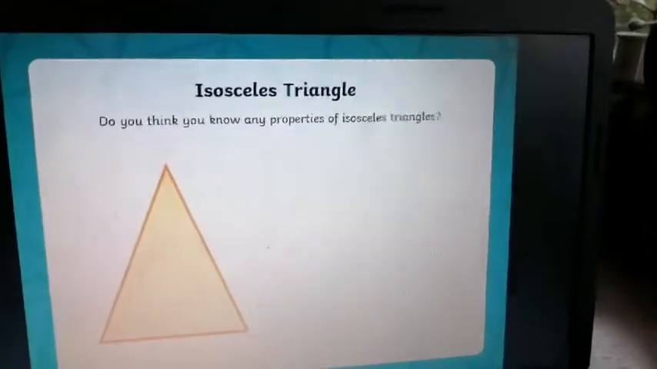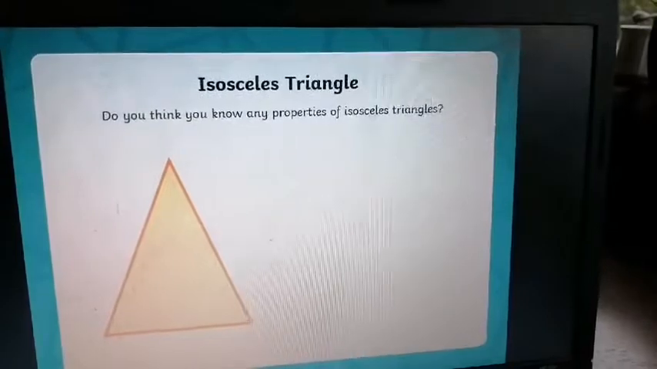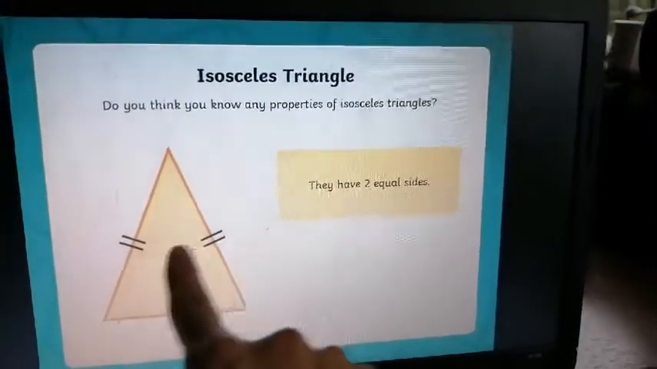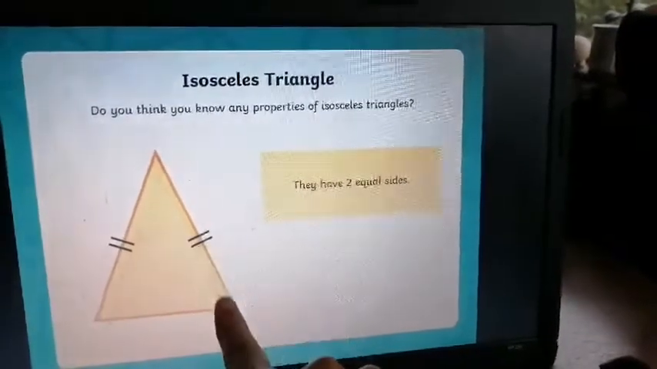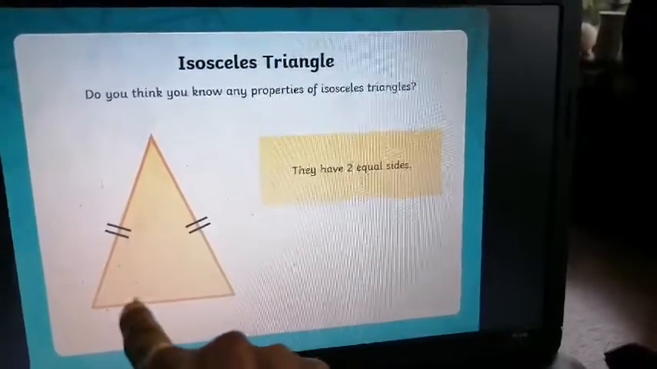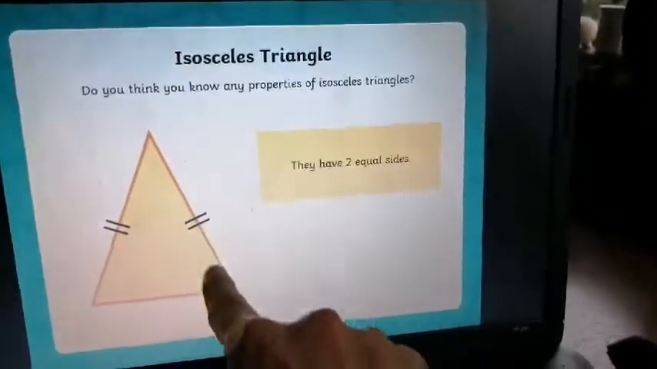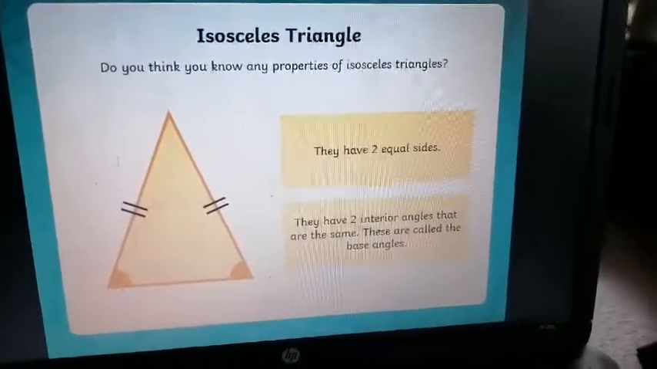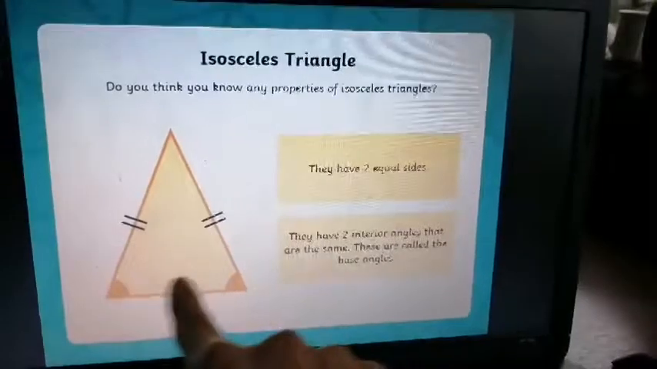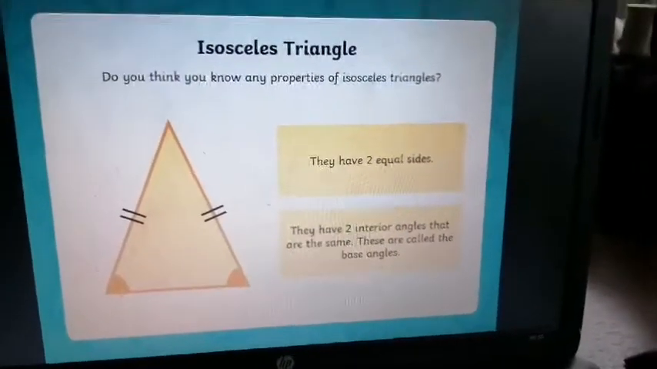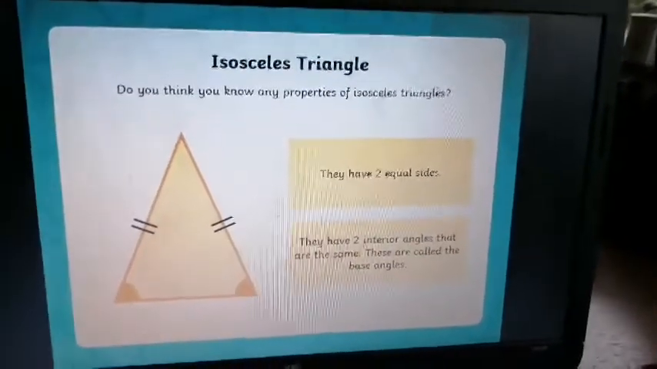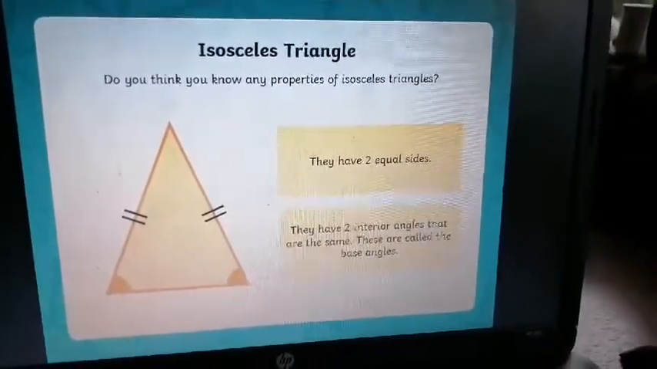An isosceles triangle. So let's see if we know any properties of isosceles triangles. They have two equal sides. So these two sides here are equal. So not all three. This one at the bottom, as you can see, is a bit smaller than these two sides here. They have two interior angles that are the same. These are called the base angles. But remember, all three will add up to 180 degrees. So these two will be the same, and then this one here, all three will add together to make 180 degrees.